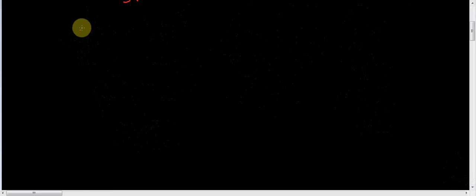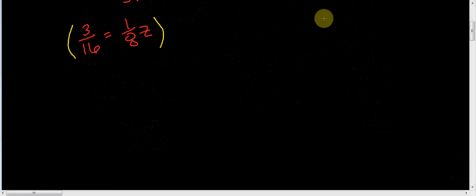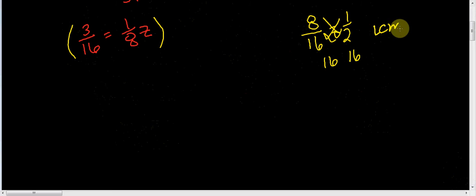Alright, let's do another problem here. Let's say we have 3 over 16 is equal to 1 over 8 times z. This time we have 8 and 16 as our denominators. The least common denominator, or least common multiple, is 16. If we do this by making fractions, if we reduce our fraction, we have 1/2, and when we cross multiply, we get 16. So that's our LCM. You could also count by 8s and 16s. 8 plus 8 is 16, and you see that 16 is the first number we run into.